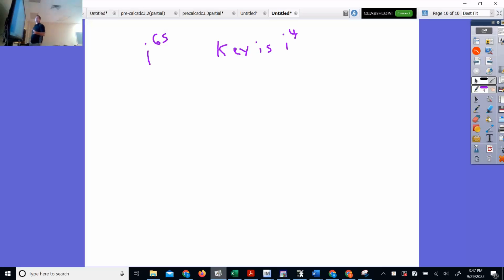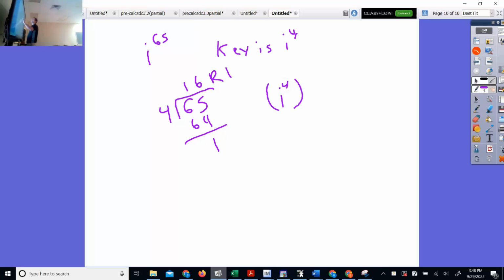So what I'm going to do is take 65 and divide it by 4. How many times does 4 go into 65? I believe it goes in 16 times. So that's 64 with one piece left over. 16 with a remainder of 1. If you want to think about this using exponents, you have 16 of these i to the fourths, and then you have an i left over.